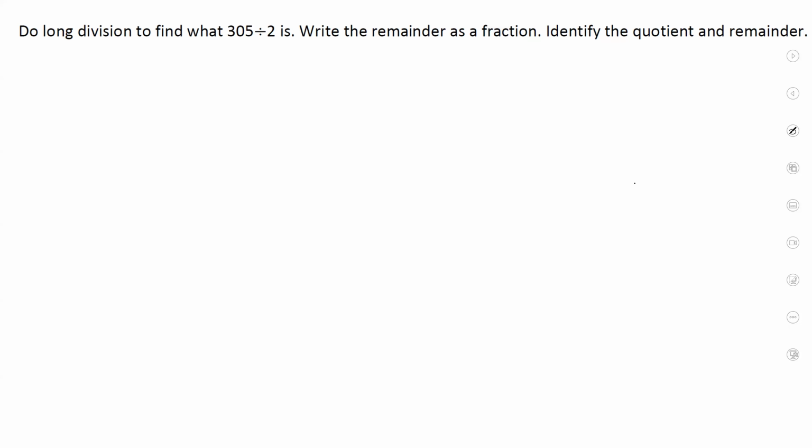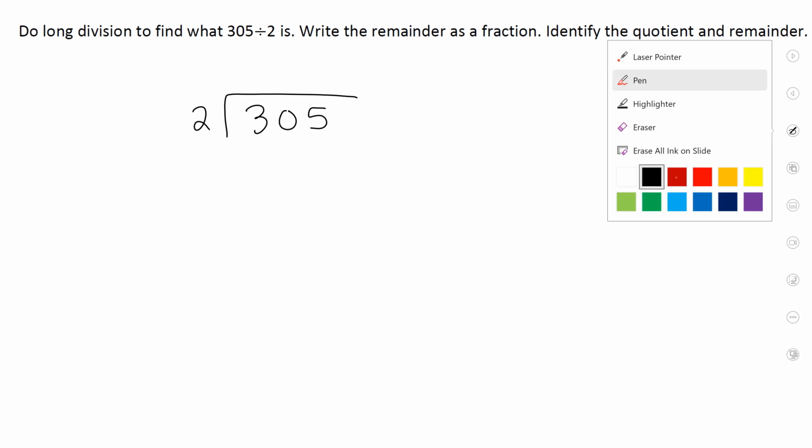So before we start today's lesson, we're going to take it back to what you did a long time ago in elementary school, okay? We're going to be doing long division with just numbers. So we're going to do 305 divided by 2. And y'all are going to think with me.